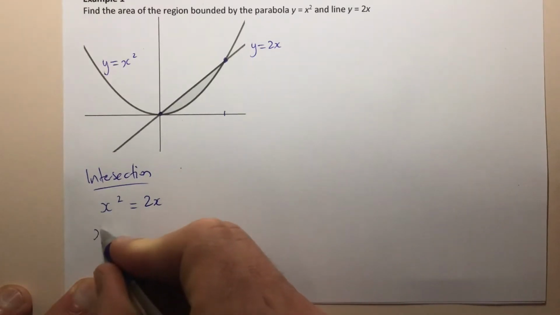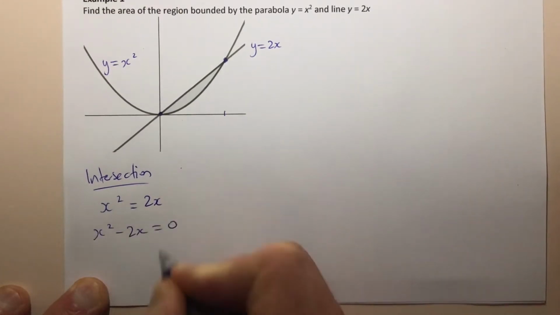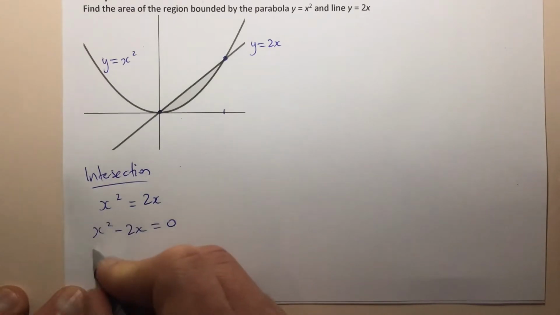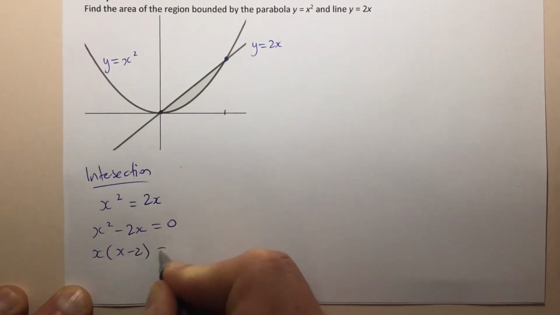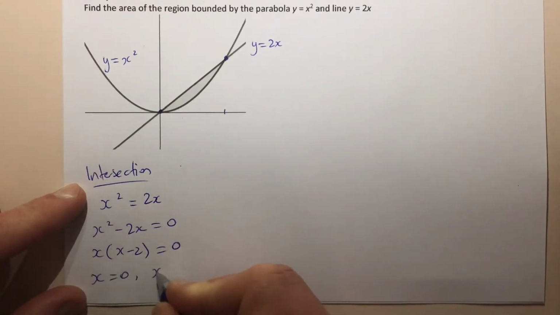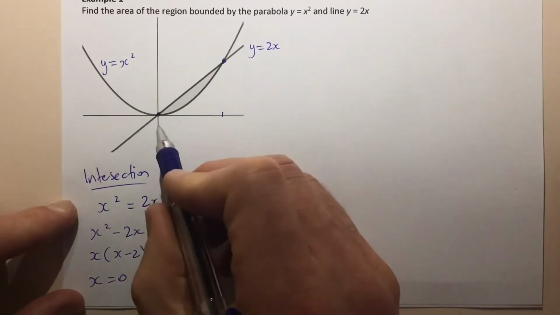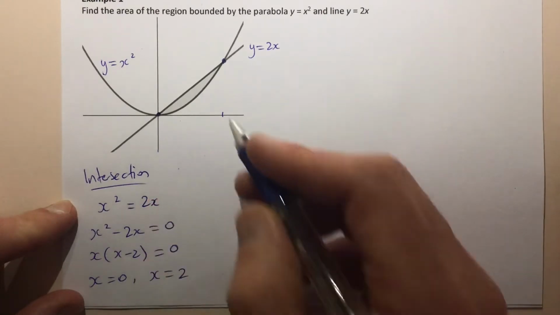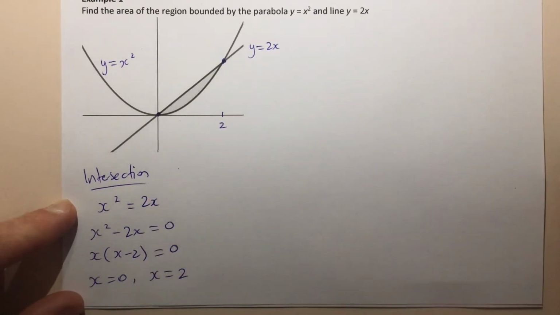Now we can solve that by getting both terms to the left-hand side, taking out a common factor, which is x. And from that we get they intersect when x equals 0 and x equals 2. So we can tell from the graph that they would intersect at the origin when x equals 0, but they also intersect over here when x equals 2.